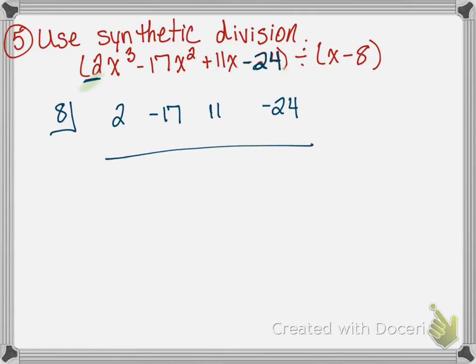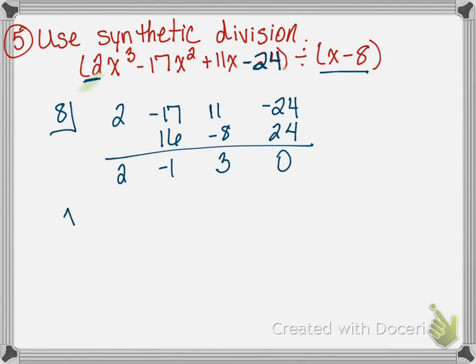I pull down my 2. I say 8 times 2 is 16. Negative 17 plus 16 is negative 1. 8 times negative 1 is negative 8. And I'm left with 3. And 8 times 3 is 24. So I am left with a remainder of 0. So that means that x minus 8 is a factor, and it means that 8 is a solution.